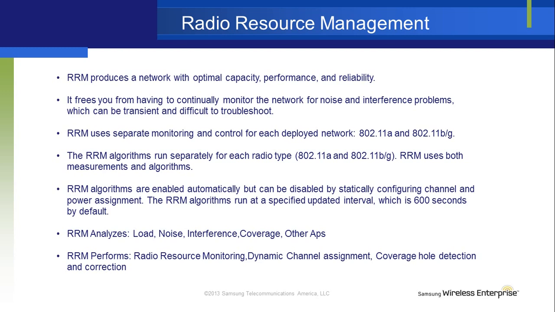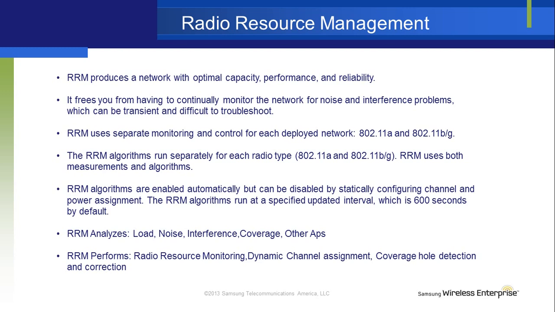So the RRM algorithms work separately on 802.11a, meaning the 5 gigahertz, and the 2.4 gigahertz radios, and they are enabled automatically. Some of the points that I've mentioned here are enabled automatically but can be disabled by statically configuring the channels and power assignment. By default RRM is enabled, and if you want to disable RRM per se, you go into each access point and set a static channel, like channel 1, and in that case that AP doesn't become part of RRM.